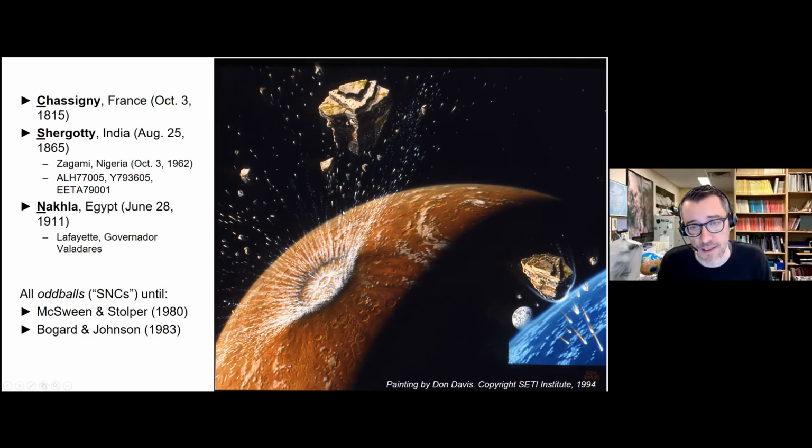Now, keep this process in mind because it helps to explain this. The violence of this process helps to explain some of the particular distribution of ages and features of these meteorites. But spoiler alert, they're not sedimentary, they don't have green slime on them.